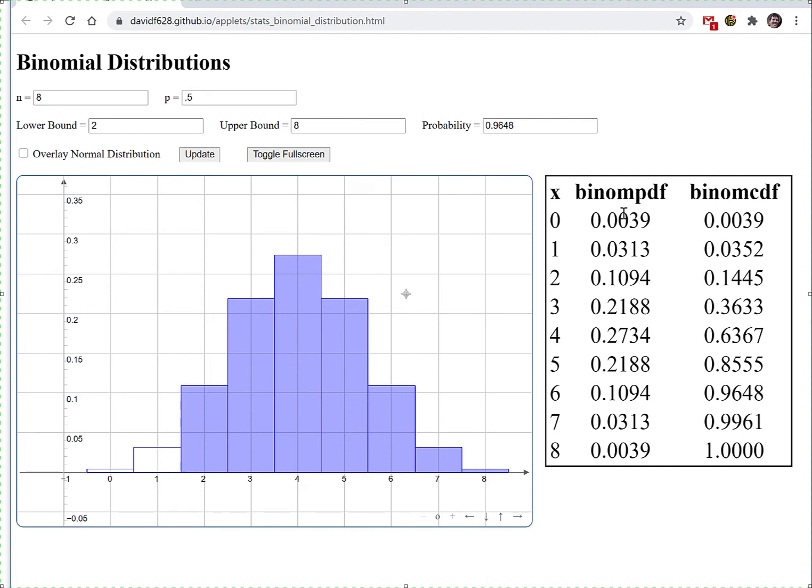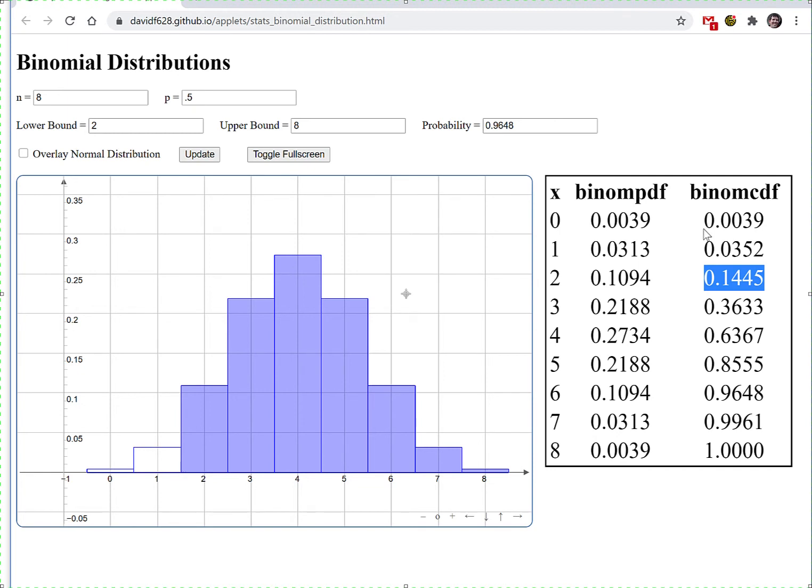Now, Binompdf gives us the probability of individual outcomes. We certainly could use Binompdf for x equals 2, x equals 3, x equals 4, all the way up to 8 and add those results together. But that's going to take a while. Binomcdf already does a sum for us. So Binomcdf takes the probability as a running total. So at x equals 0, that running total is just 0.0039. But if I add 0.0313 to that, it gives me 0.0352. And if I continue adding these together, that's what Binomcdf does for us.